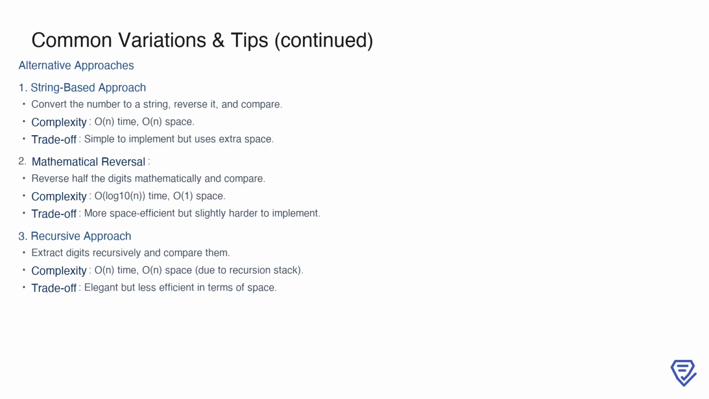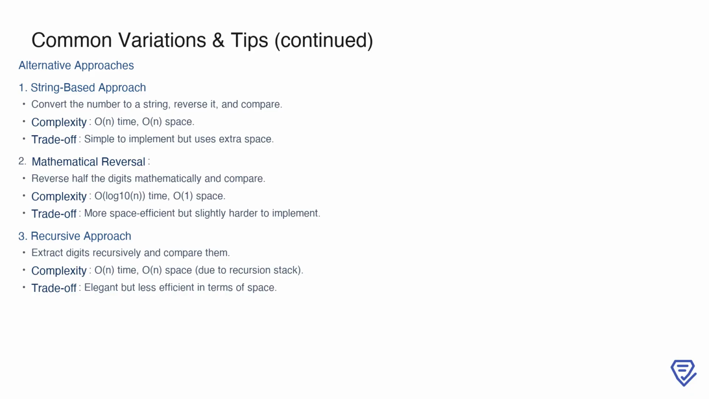The first is the string-based approach, where the number is converted to a string, reversed, and compared with the original. This method is simple to implement and has a time complexity of O(n), but it requires O(n) additional space. The second approach involves mathematical reversal. Here, you reverse half the digits of the number in place and compare them. This method is much more space efficient, using only O(1) extra space, and has a time complexity of O(log10 n), but it can be slightly more challenging to implement.